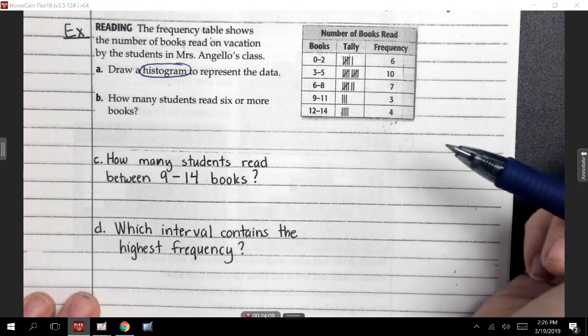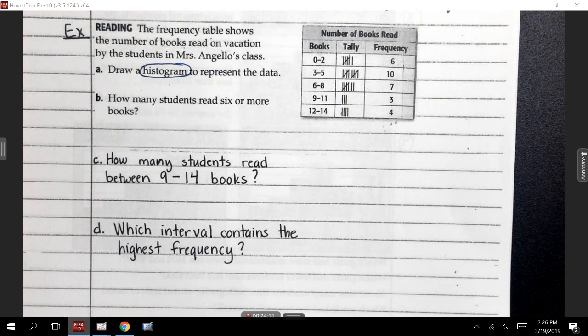All right? This is the only time you're going to make a histogram, right now. On the homework, it's asking questions about the histogram. On the test review, it's asking questions about the histogram. And on the test, it's asking questions about the histogram. So the graph will be done for you, okay?